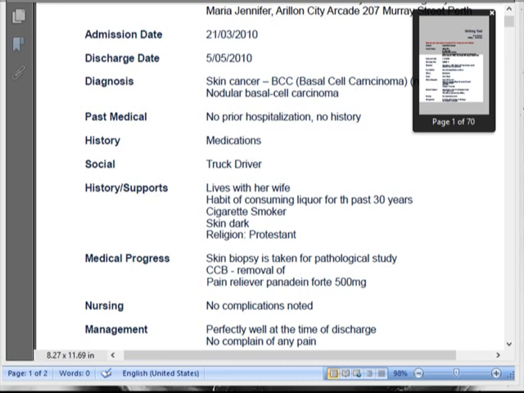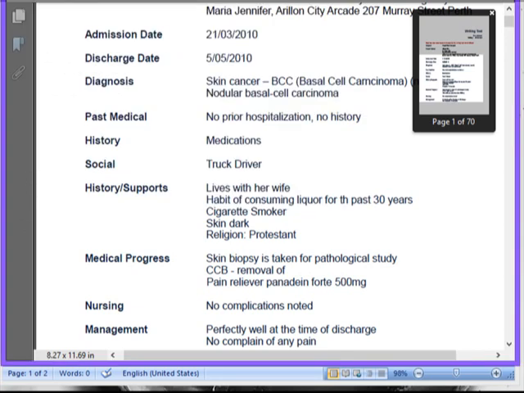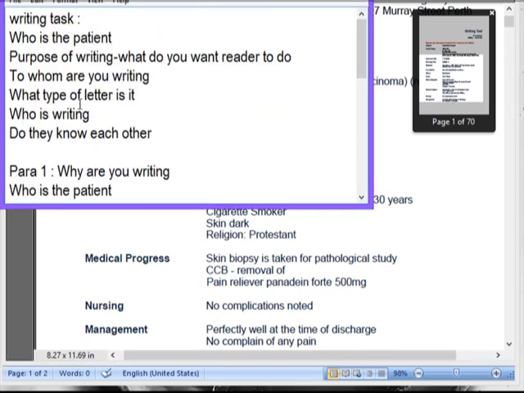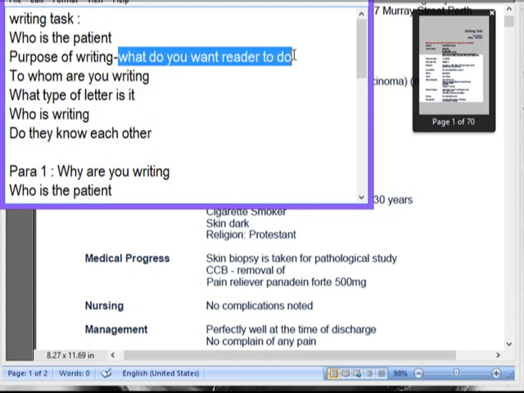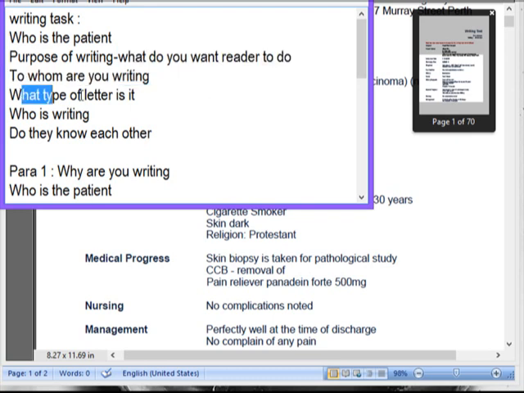The writing task will have information on who is the patient. Now let me just show you those details. Now yes, in the writing task you will have to find this information, which is who is the patient and what is the name of the patient, why are you writing the letter, so what do you want the reader to do, to whom you are writing, what type of letter is it.